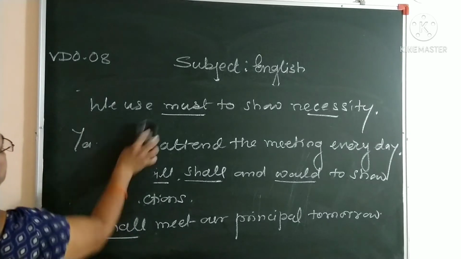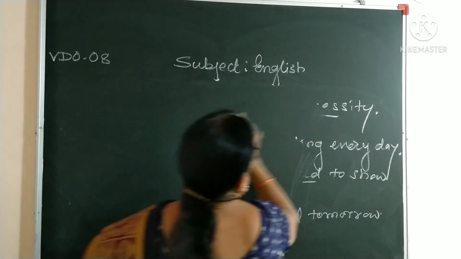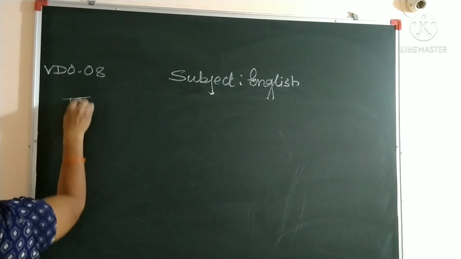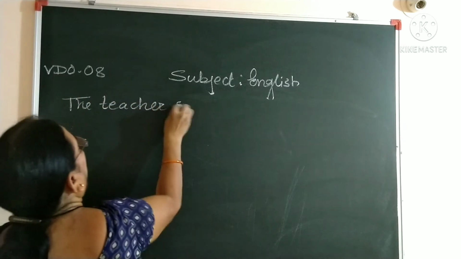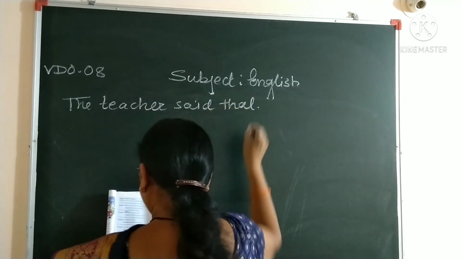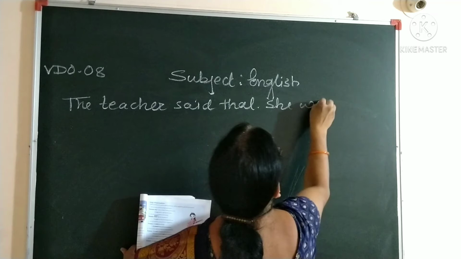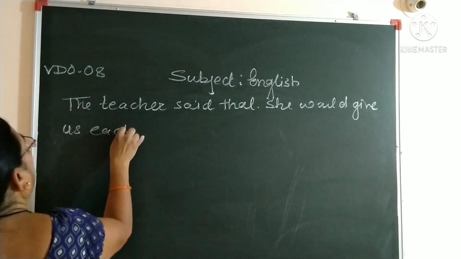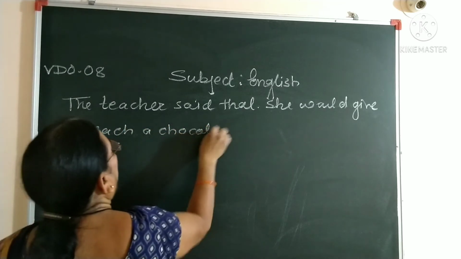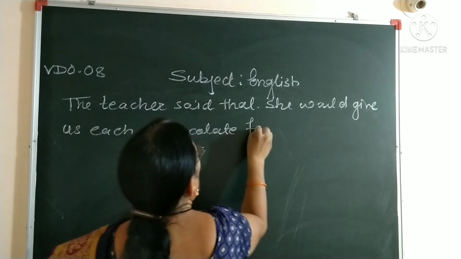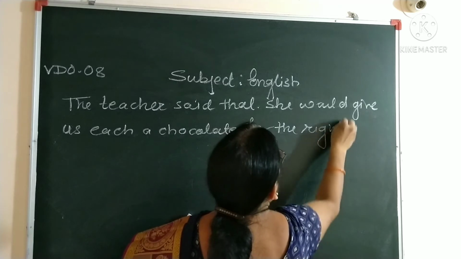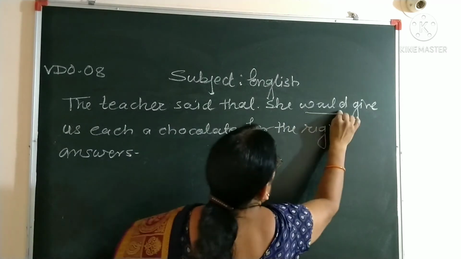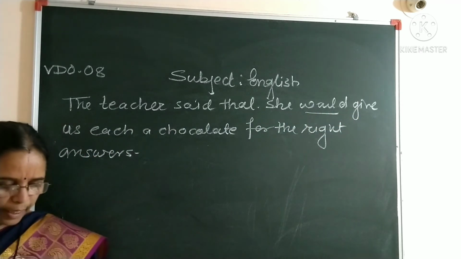Next example: The teacher said that she would give us each a chocolate for the right answers. In this sentence, the modal auxiliary would shows future actions.